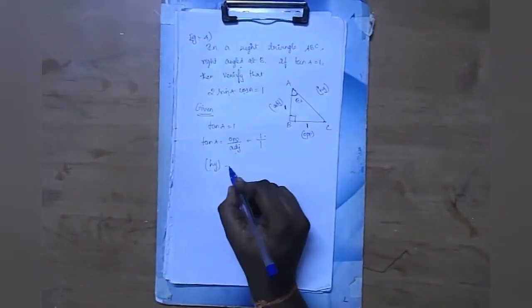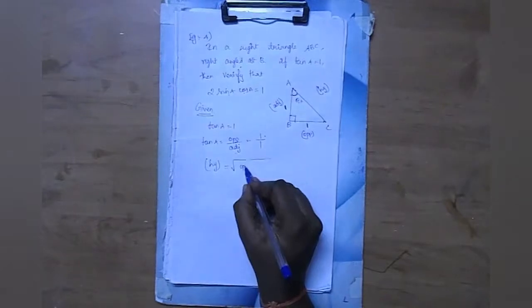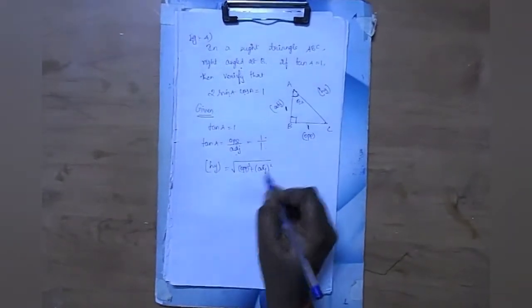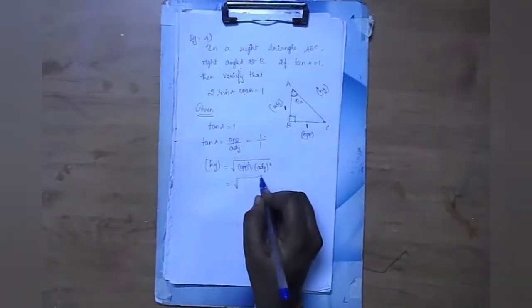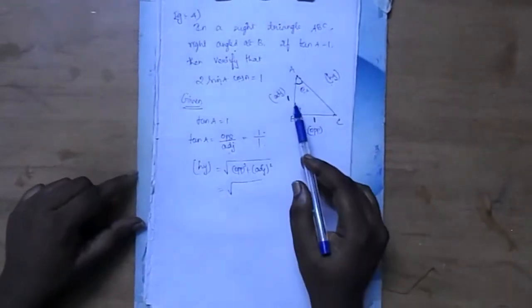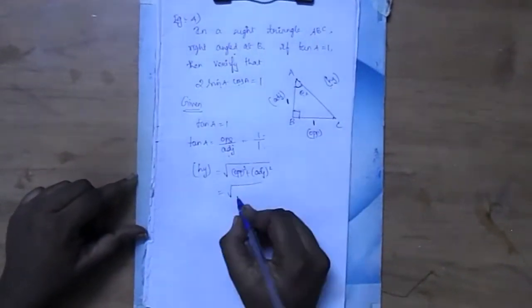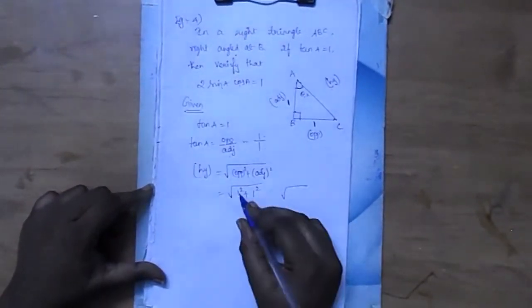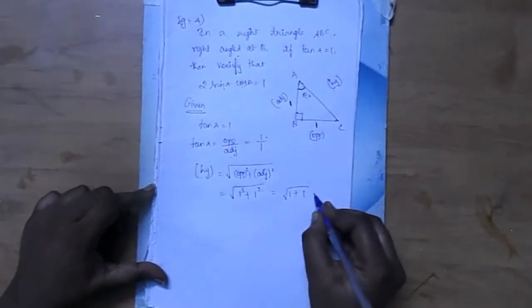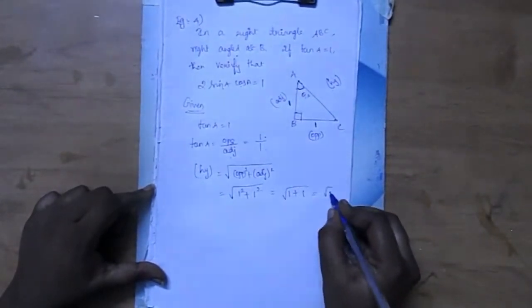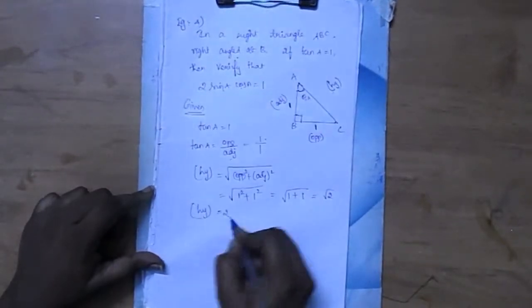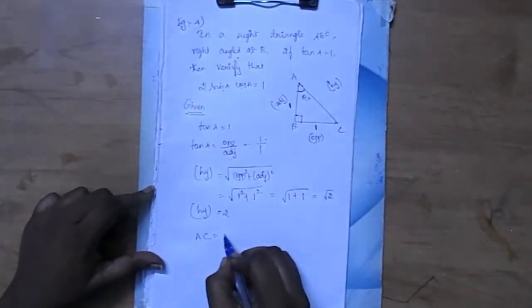Now we need to find out the hypotenuse value. We know that hypotenuse equal to root of opposite square plus adjacent square. Opposite value is 1, so 1 square plus adjacent value 1 square. 1 square is 1. So, root of 1 plus 1 is root 2. Therefore, hypotenuse value is root 2, that is AC equal to root 2.